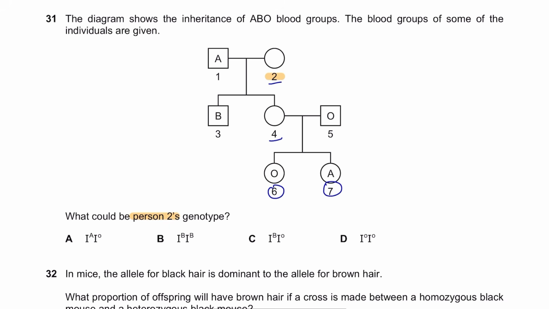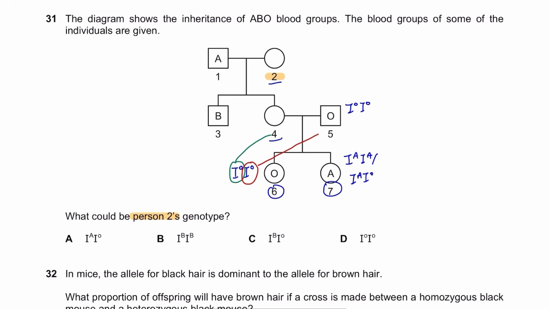If your blood type is O, there can be only one genotype, which is IOIO. And if it's A, there can be two: IAIA or IAIO. Now, person 5 is also blood type O, so it should be IOIO. Well, you know that you get one allele from each parent.